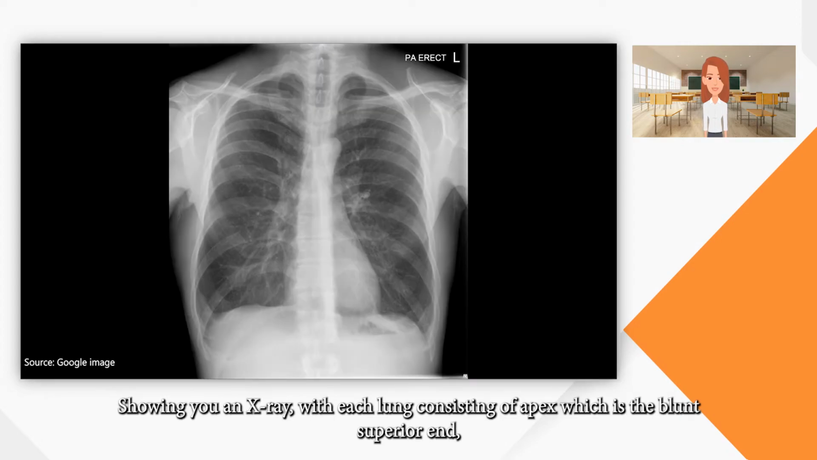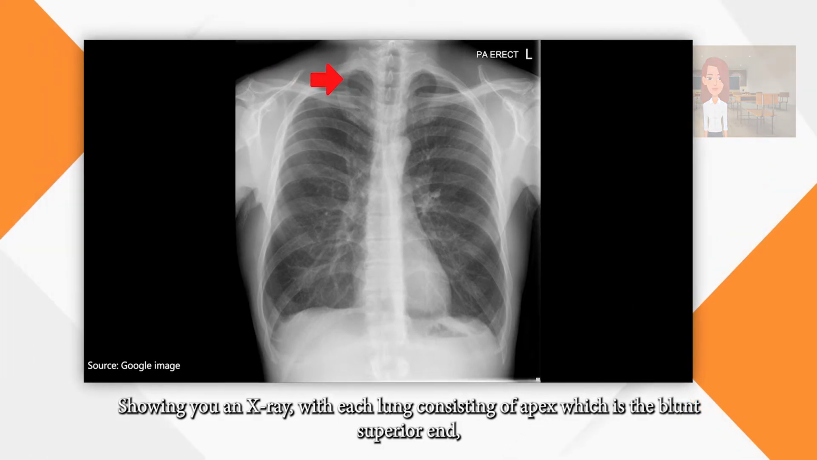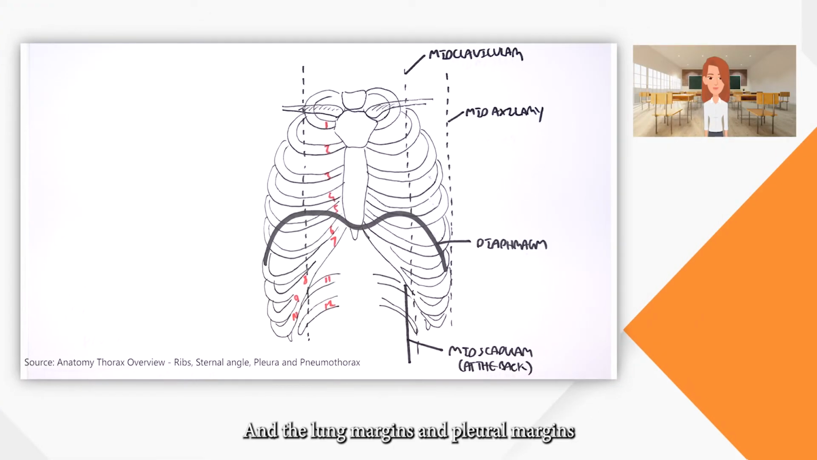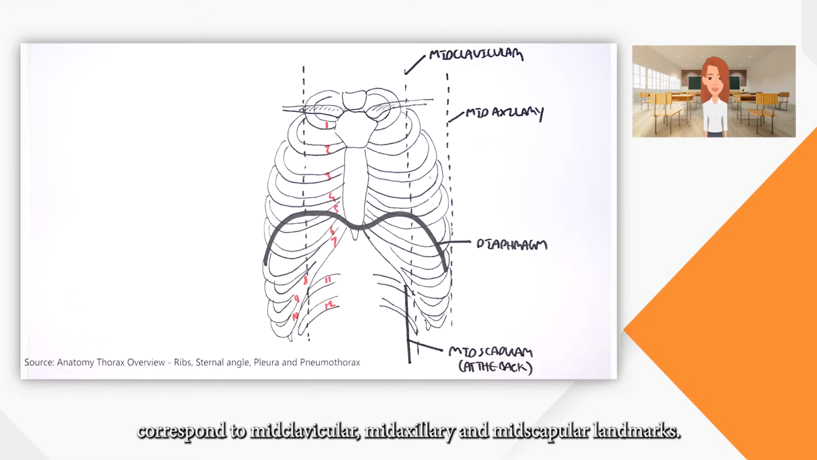diaphragm. Showing you an X-ray with each lung consisting of apex, which is the blunt superior end, lying above the level of the first rib. The inferior surface, called base, sits on the diaphragm. And the lung margins and pleural margins correspond to midclavicular, mid-axillary, and mid-scapular landmarks.